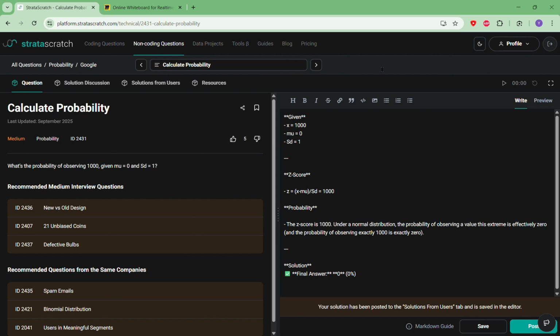So, calculate probability. What's the probability of observing 1000 given the mu 0 and standard deviation 1? So, let's say x is 1000 and we are given mu 0 and standard deviation 1. Since the standard deviation is 1 and mu is 0, we can see that it's a standard normal distribution or z distribution. Using this information, we can compute the z score, which is z equals x minus mu divided by standard deviation. We get 1,000.